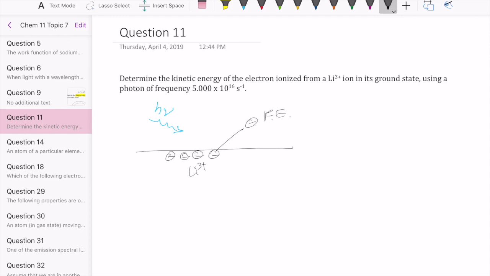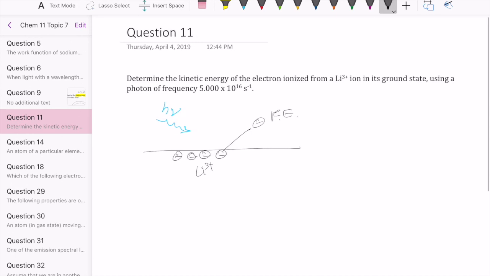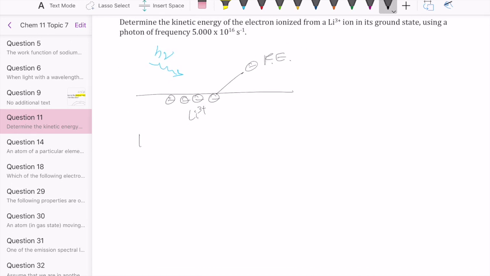So we can calculate that kinetic energy if we remember this relationship in the photoelectric effect, which is that the kinetic energy of the electron will depend on how much energy the photon that hits it originally has, minus something we call the work function. And the work function, if you remember, is just the energy that holds the electron in the atom, or in this case in the ion.